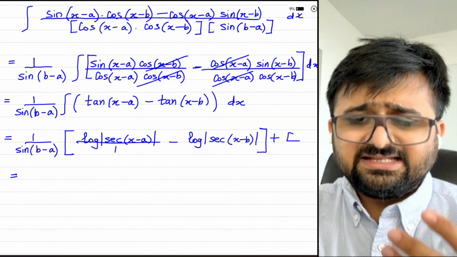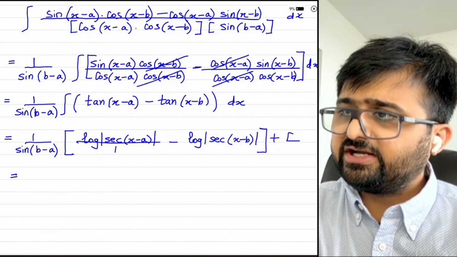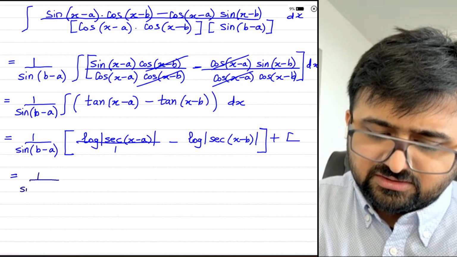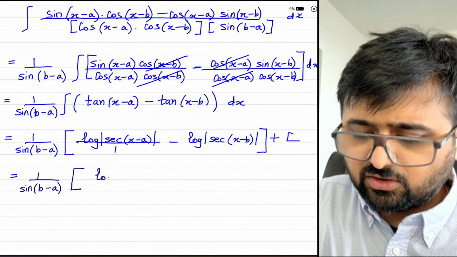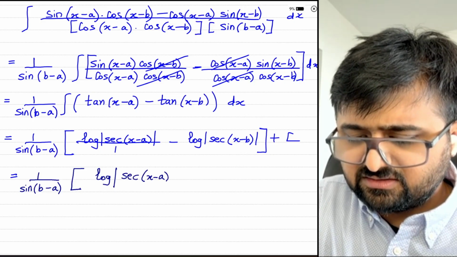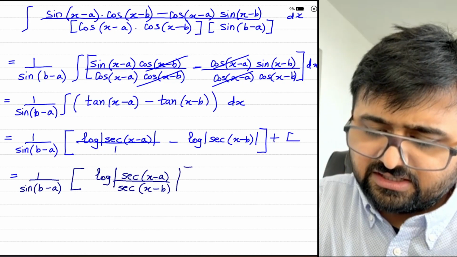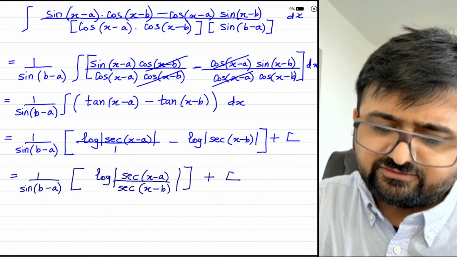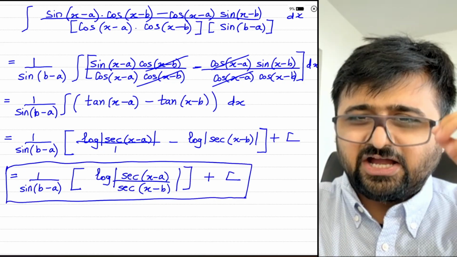Now we can clean this up a little bit. Log a minus log b can be written as log of a divided by b. So this will become 1 upon sine(b minus a) times log of mod of sec(x minus a) divided by sec(x minus b). Let's close the bracket, add the constant of integration c. And this is your final result. I hope you found this trick helpful.